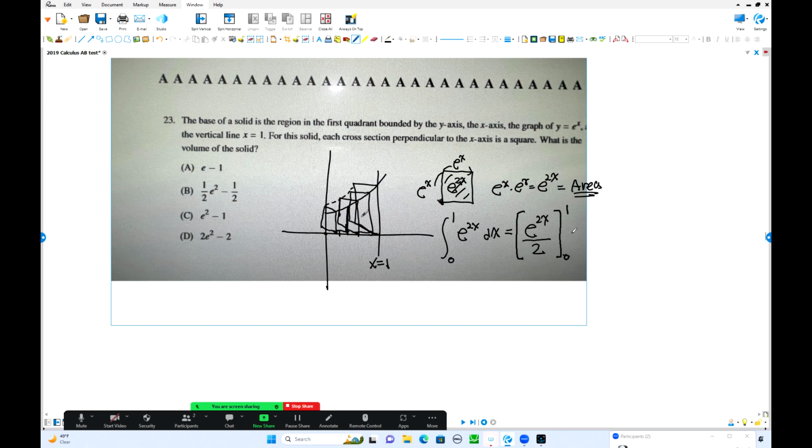From 0 to 1. Now put the number 1 in for x. E to the 2 times 1, which is e squared, minus e to the 0, all times 1 over 2. That is equal to 1 over 2 e squared, and minus this is 1, so minus 1 over 2.